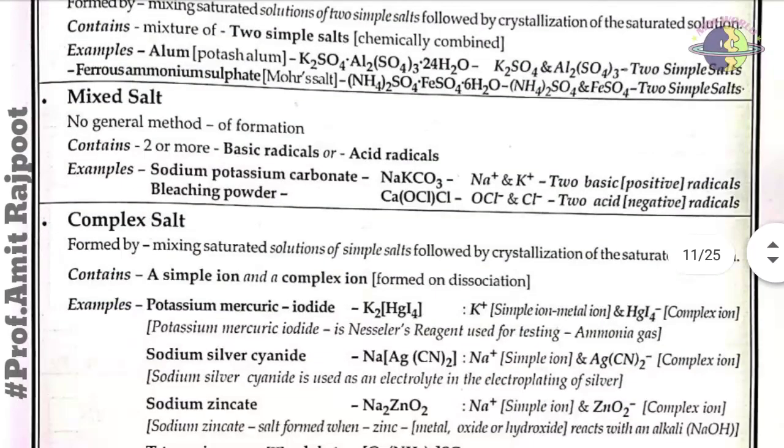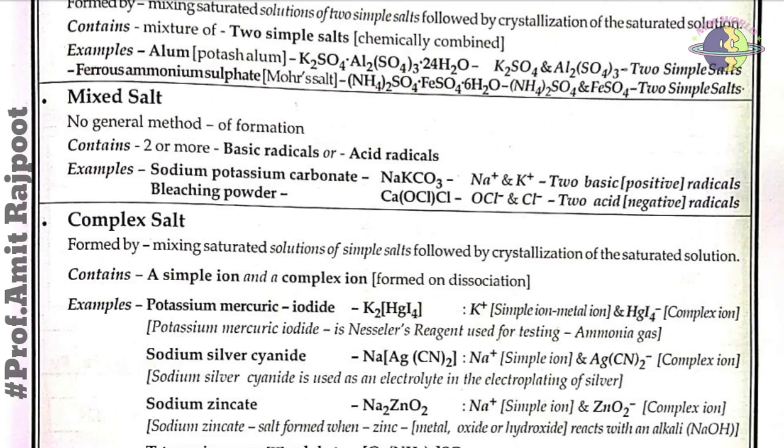Now come to complex salt. A complex salt contains a simple ion and a complex ion formed by dissociation. For example, potassium mercuric iodide, K2HgI4: K+ is a simple metal ion and HgI4 is a complex ion. Potassium mercuric iodide is also called Nessler's reagent, which is used for testing ammonia gas.